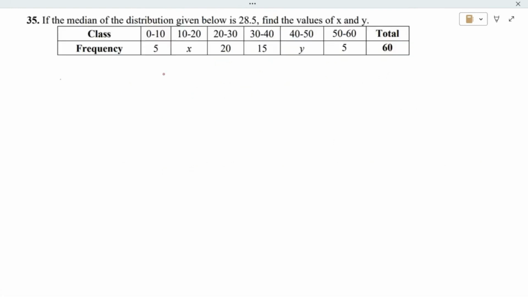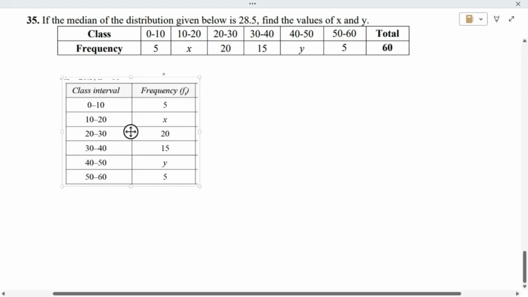This is your answer. Let's move on to question number 35, which is the last question from section D. If the median of the distribution given below is 28.5, find the values of x and y. So first, let me write in the tabulation format. So the class interval is given, frequency is given, right?